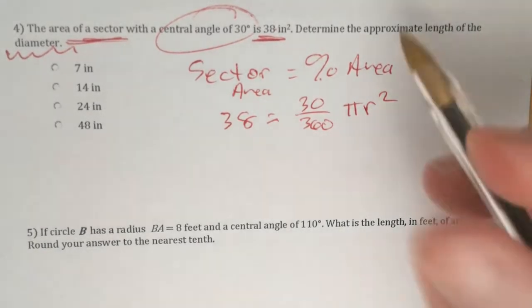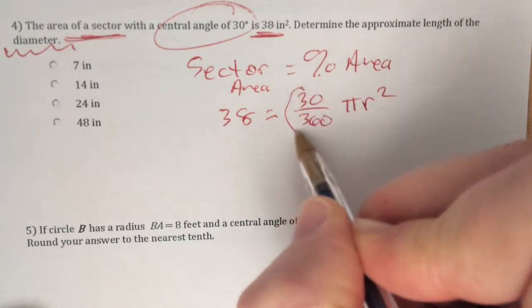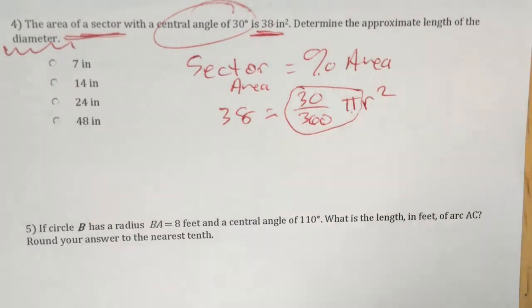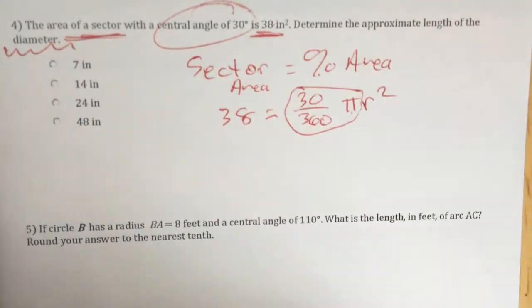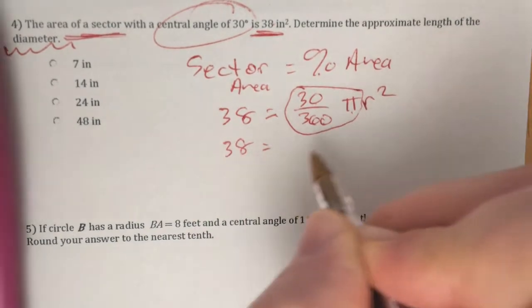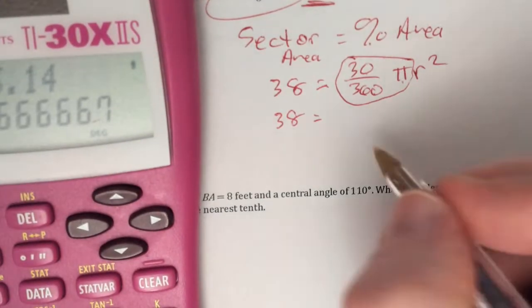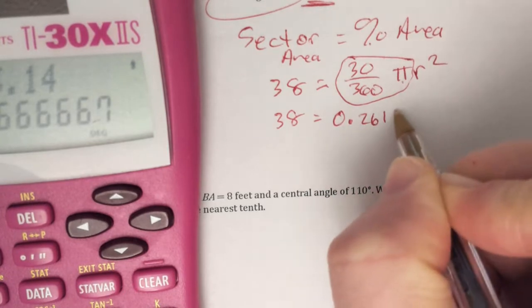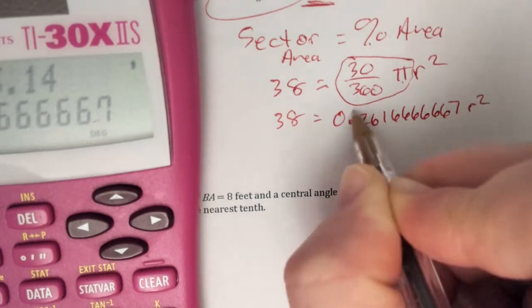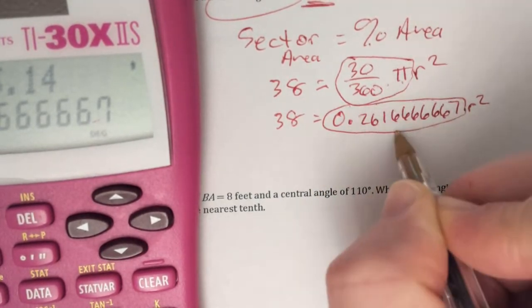So this is a good problem to have. So this right here, this is technically a number. 30 over 360 and pi, those are numbers. So let's go ahead and just multiply those. So 30 divided by 360, multiply by 3.14. Okay, we have 38 equals, and we got 0.261666666666667 r squared. So this circle turned into this circle.